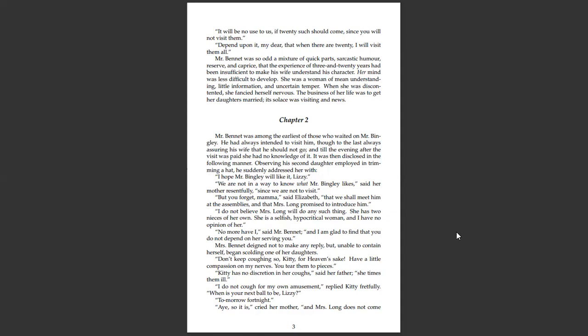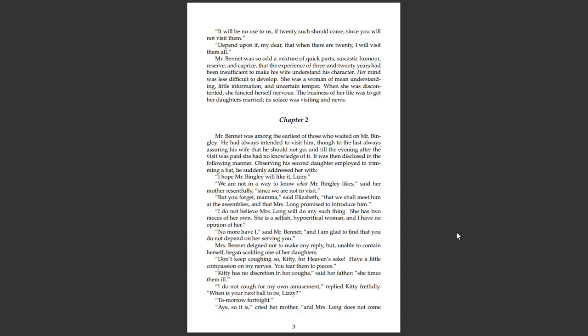"We are not in a way to know what Mr. Bingley likes," said her mother resentfully, "since we are not to visit." "But you forget, mamma," said Elizabeth, "that we shall meet him at the assemblies, and that Mrs. Long promised to introduce him." "I do not believe Mrs. Long will do any such thing. She has two nieces of her own. She is a selfish, hypocritical woman, and I have no opinion of her."